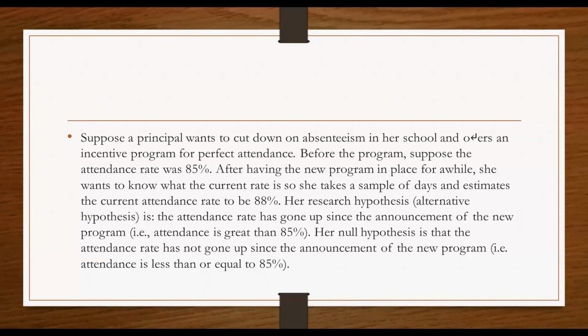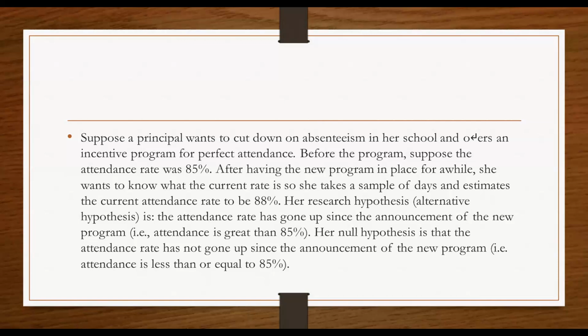We want to show you how to form the hypothesis in this case. There is this principal who wants to cut down on absenteeism in the class. For that, they order an incentive for perfect attendance. Before the program, the situation that existed was that the attendance rate was 85%. That is the existing statement, the claim which is there. Now, as a researcher, you're going to test if we make an adjustment, whether this value will change or will not change.